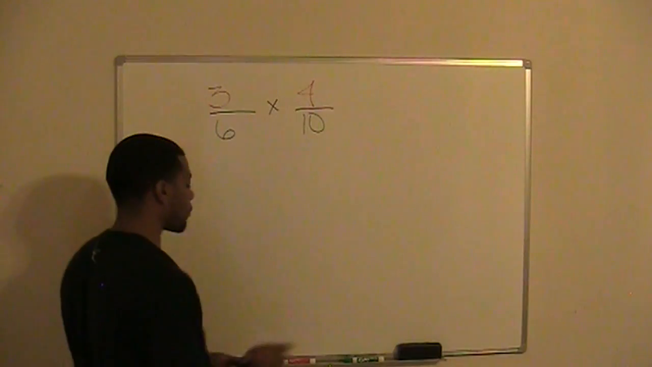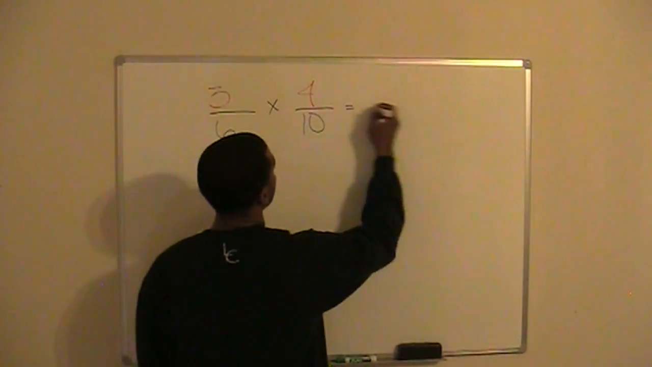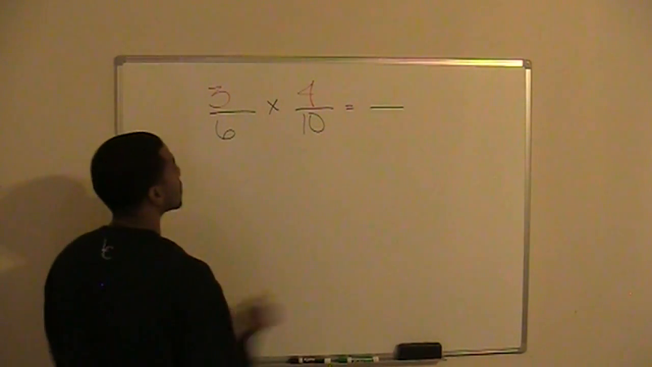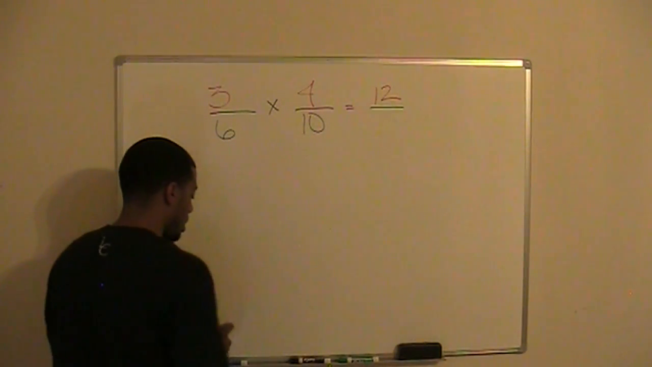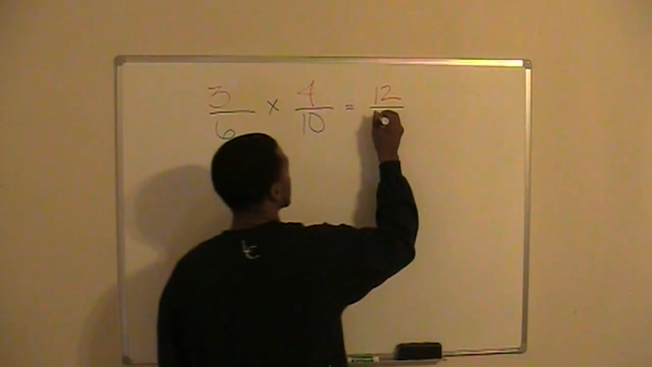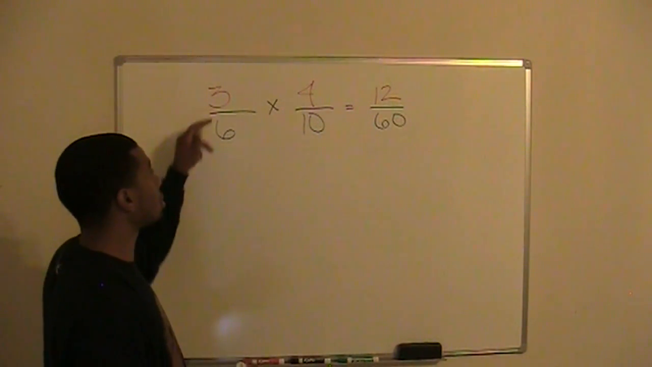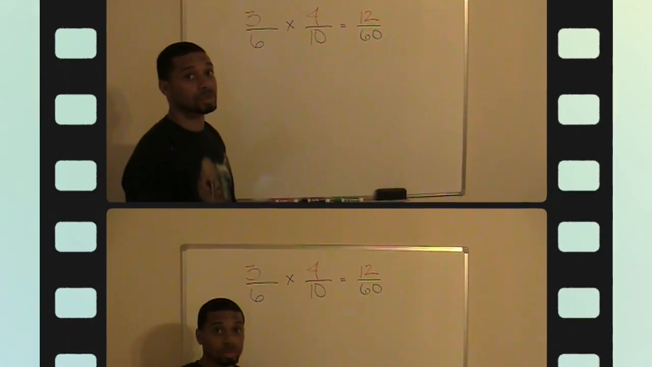When I'm multiplying fractions, all I need to do is multiply across. So 3 times 4 will give me 12. And then I'm going to do the denominator. 6 times 10 will give me 60. So the answer to 3 sixths times 4 tenths is 12 sixtieths.